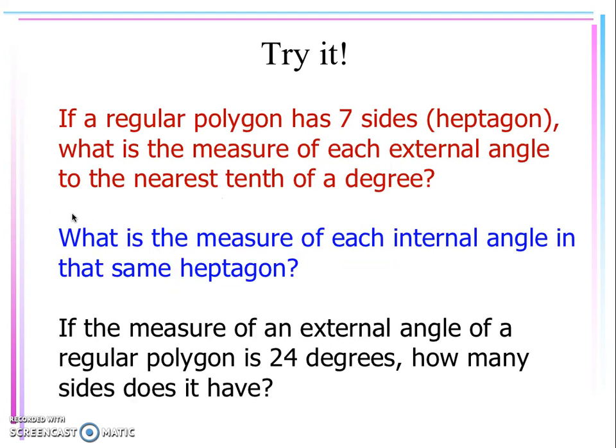Alright, 3 more. If a regular polygon has 7 sides, so it's a heptagon, what is the measure of each external angle to the nearest tenth of a degree? What is the measure of each internal angle in the same heptagon, also to the nearest tenth? If the measure of an external angle of a regular polygon is 24 degrees, how many sides does it have? So one external angle is 24 degrees. Use that to solve how many sides.